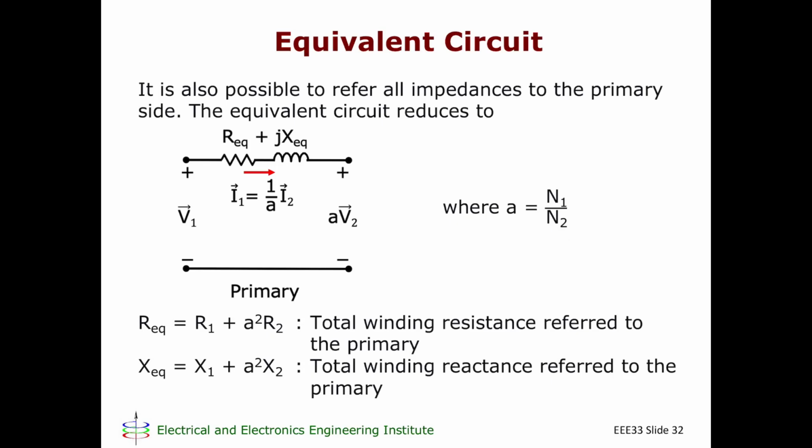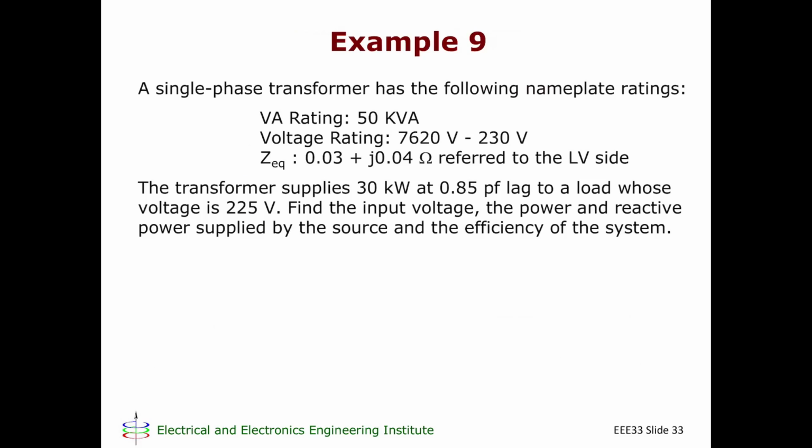So sometimes we're going to see this in the nameplate. And it's going to say, okay, R equivalent is so many ohms, X equivalent is so many ohms, referred to the primary or referred to the secondary. Because it is also possible to refer all the impedances to the secondary side instead of to the primary side. You should be able to do that on your own. Let's take an example.